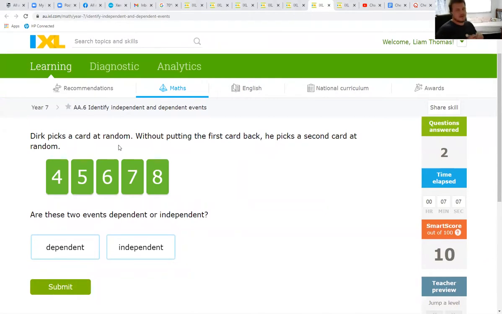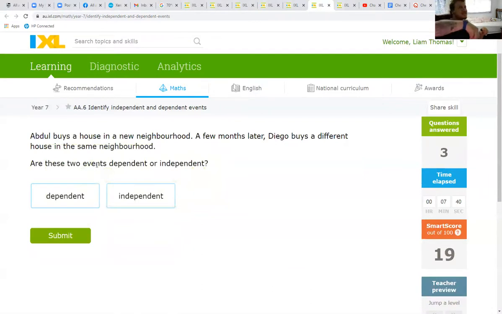Dirk picks a card at random. Without putting the first card back, he picks a second card at random. Are these two events dependent or independent? Remembering that dependent means the first decision affects the second, independent meaning they are completely unrelated and one decision does not affect the other. Dependent? Yes, because by taking out one of those cards, you're effectively changing the outcome of the second.